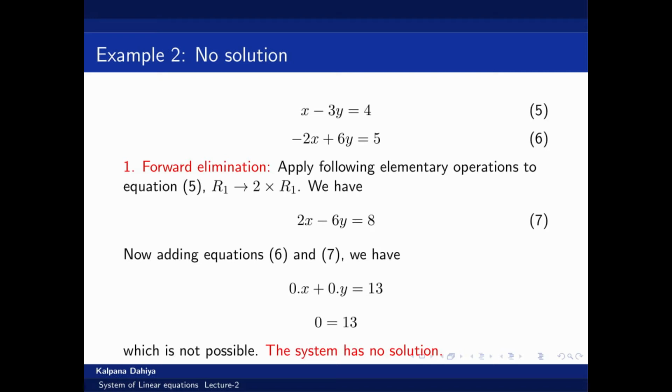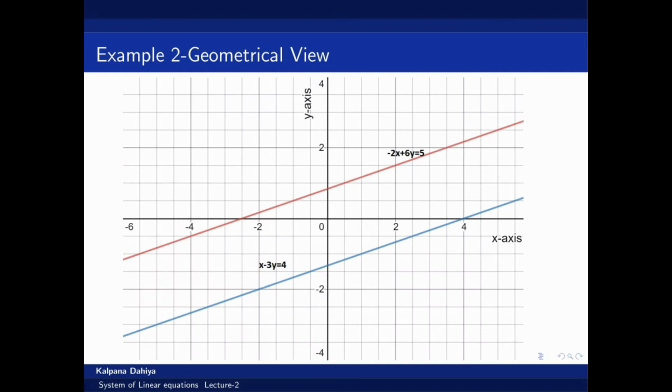And if you see these two equations, they have the same slope, but they have different y-intercepts. So let's see the geometrical view for this problem. As I explained earlier, you can see from the graph, these two lines, minus 2x plus 6y equal to 5, represented by red color, and x minus 3y equal to 4, represented by blue color. These two lines are parallel, but they have different y-intercepts. So we can say that they are never going to intersect at a point. So we say the system has no solution.